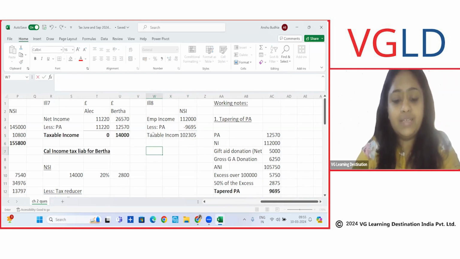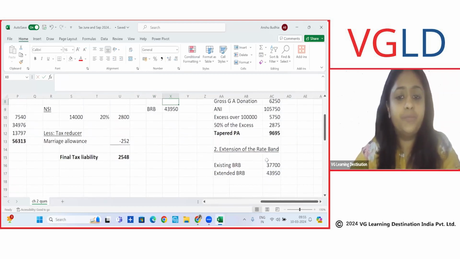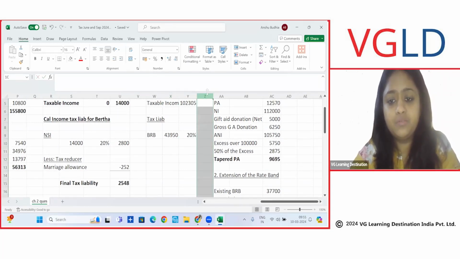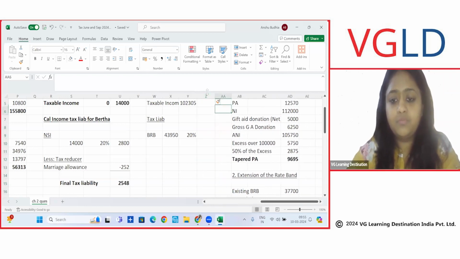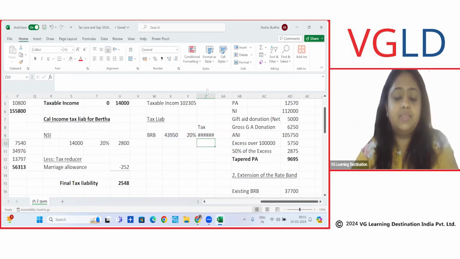Now let's calculate the tax liability. Okay, so first the BRB we will take. Now we'll take the extended rate band 43,950. Okay, so this will be covered for 20%. The tax would be this multiplied by this.